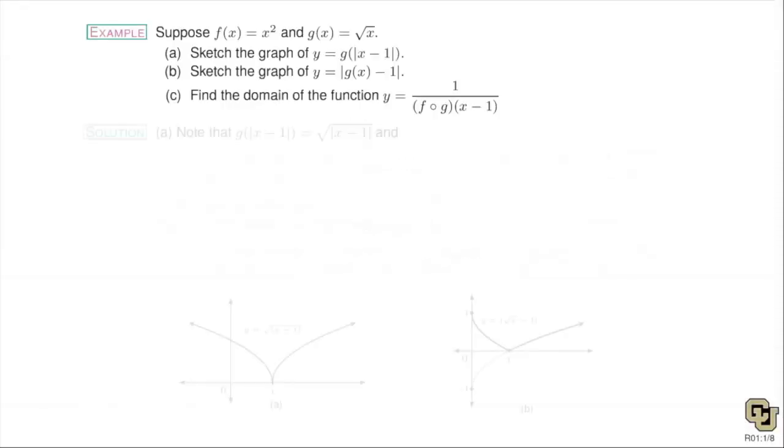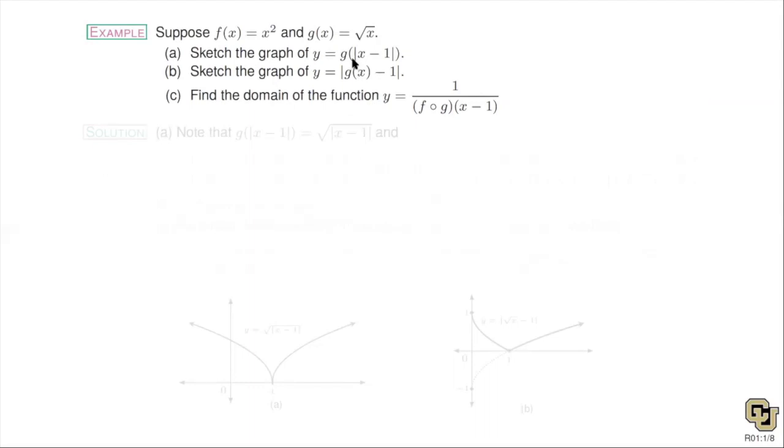So with this first problem, it's a three-part problem. The first part says sketch the graph of y equals g of absolute value of x. The second part says sketch the graph of y equals the absolute value of g of x minus 1. And the third part says find the domain of the function y equals 1 over f composed with g of x minus 1.